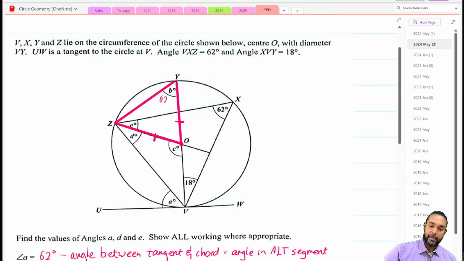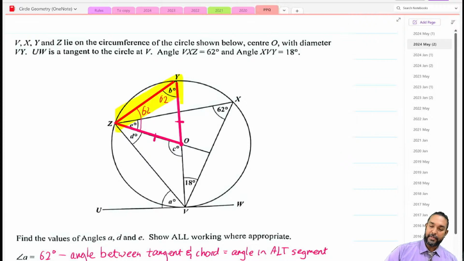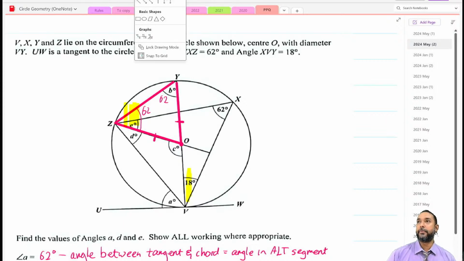Right. And we know that this whole angle here will also be 62 because base angles of an isosceles triangle are equal. And on top of that, if you follow your bow tie, this angle here would be equal to this piece here. Which means to find angle E is 62 minus 18. And 62 minus 18 is 44.